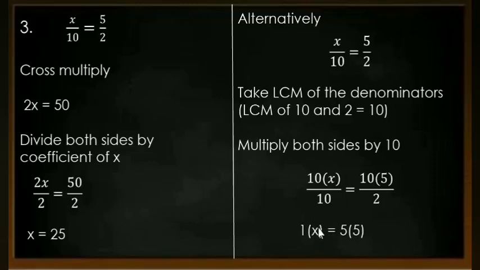So in mathematics, bracket means multiplication. Bracket means what? Multiplication. This simply means 1 times x. That will give us x, because we don't like writing 1x in mathematics, okay? Then 5 times 5 will give us what? 25. So we have 1 times x equals 5 times 5. 1 times x is x. 5 times 5 is 25. Can you see that this is the same answer we got when we used the first method earlier on?